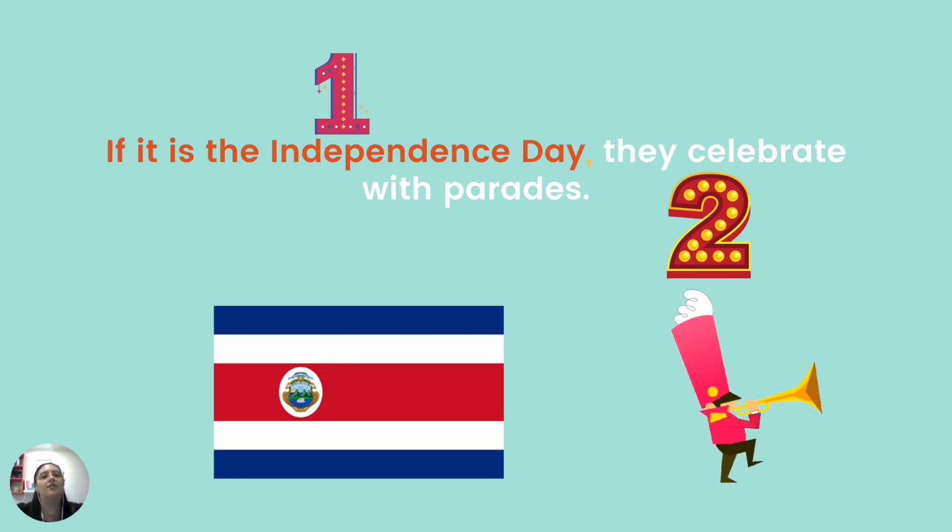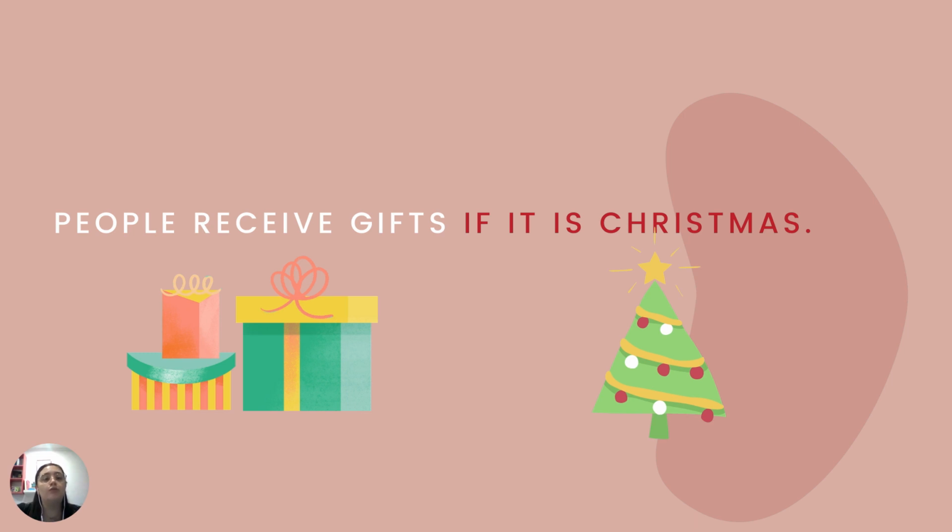Let me give you the first example. If it is Independence Day, they celebrate with parades. Our condition is found in number 1 and it is in color orange. And then we have number 2, which is the result. They celebrate with parades. You see, for both parts, we used simple present. Then here we have, people receive gifts if it is Christmas, right? So we have in color white the condition and in color orange the result.